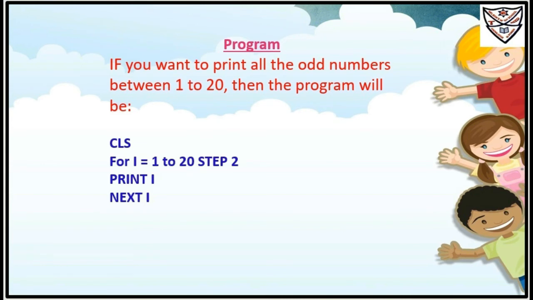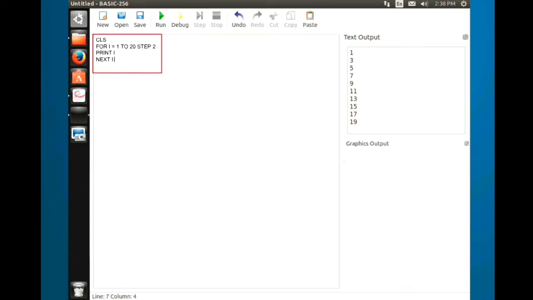Now let us take another example. If you want to print all odd numbers between 1 to 20, then the program will be: CLS, for I equals 1 to 20 step 2, print I, next I. The above program will produce the following output when executed: 1, 3, 5, 7, 9, 11, 13, 15, 17, 19.